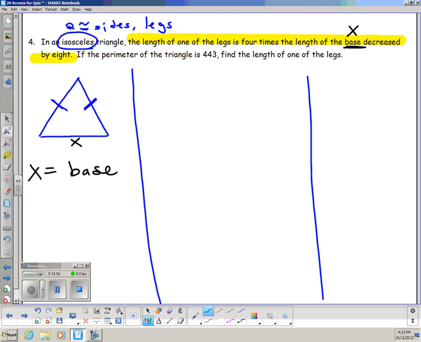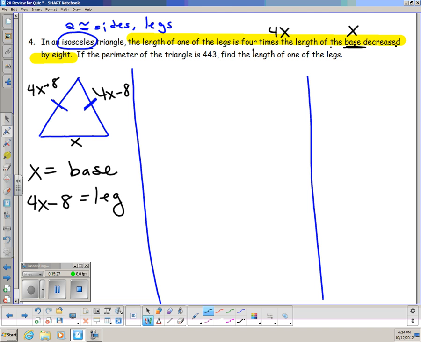Now, the length of one of the legs is 4 times the length of x, or 4 times x, decreased by 8. Decreased by means to subtract, and we subtract in the order that we read for decreased by. So 4x minus 8 would be one of the legs. I have 2 legs on the triangle, so I'm going to label them both 4x minus 8, 4x minus 8. And now I have my triangle labeled and my whole problem is set up.